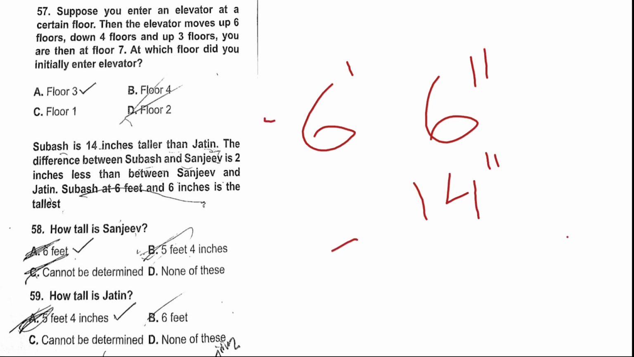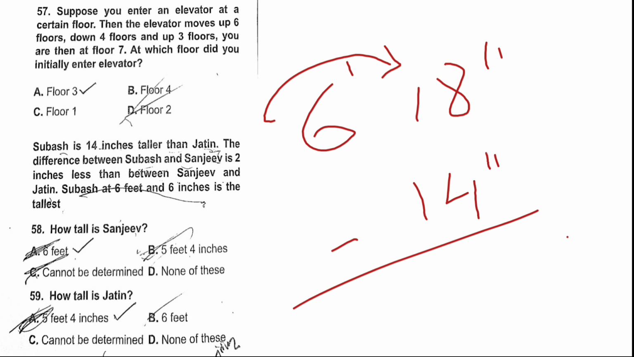Okay, take one carry over here. So how much you're taking? 1 foot. You know 1 foot is equal to 12 inches, so add 12 inches here. So at the end, how much you're getting here? 12 plus 6 is equal to 18, right? So 18 inches here. Subtract it, 4 inches here, and 5 will be here. We have 5 feet 4 inches as the height of Jatin. So option number A is correct.